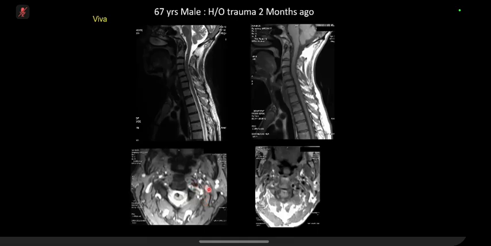Sorry, apologies, I can see that a bit better. So on T2, there's a hyperintensity. On T1, it's essentially isodense to cord. So a small hematoma that's now kind of maturing.